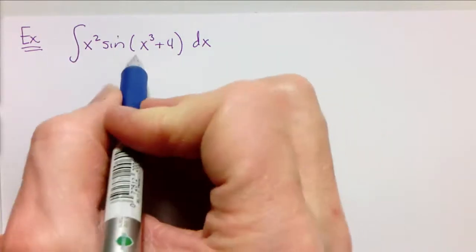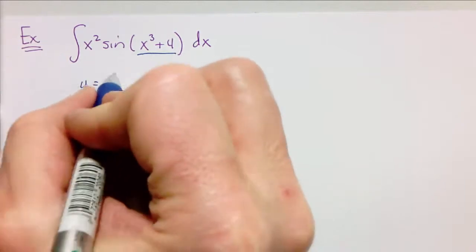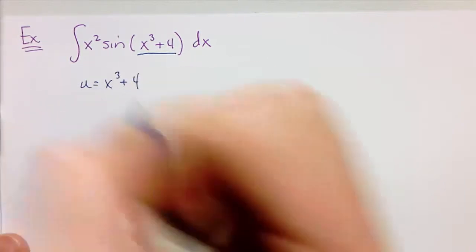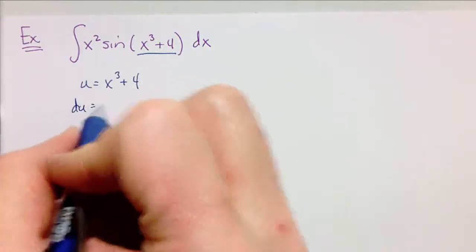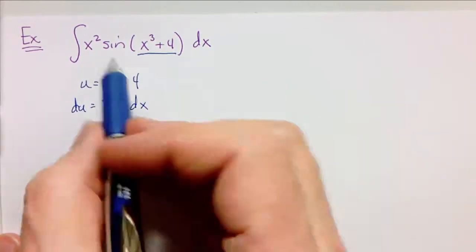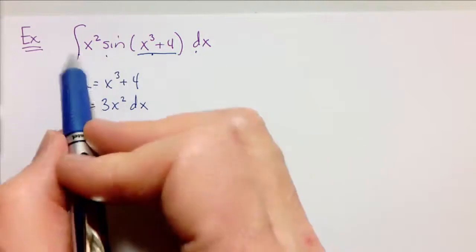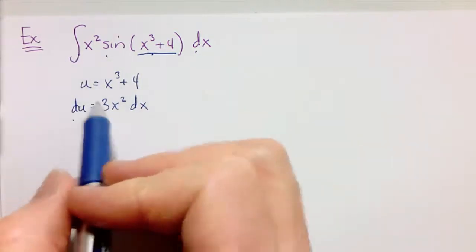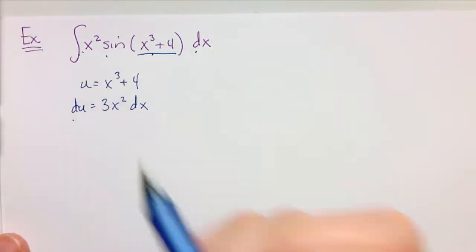I'm going to look for an inside function. There it is, u equals x cubed plus 4. Calculate the differential. du equals 3x squared dx. Well, here's sine of u, and so what's left over I would like to be du, but it doesn't quite match. I have du as 3x squared dx, and all I have left over here is x squared dx.